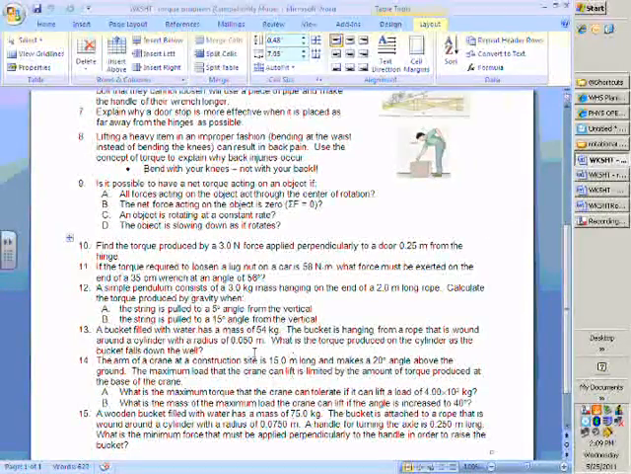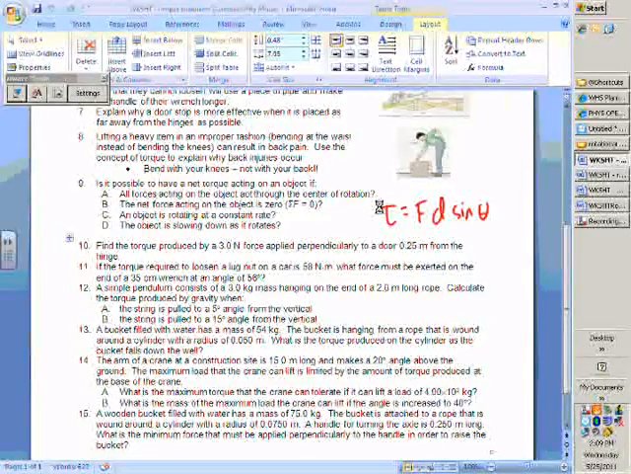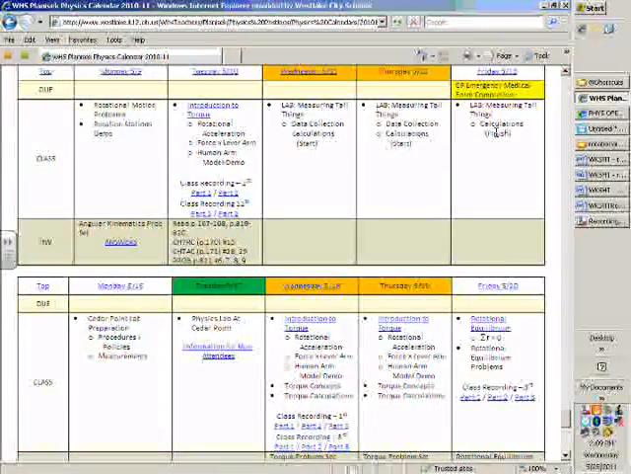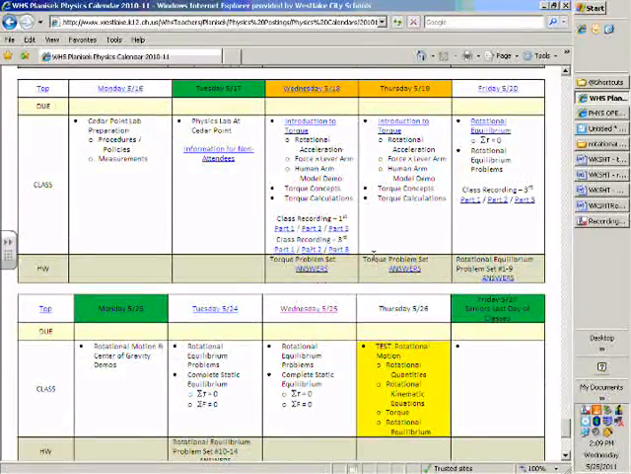So this calculation, number 14, is basically just using that torque formula, the one that looks like T is equal to F times D times sine of theta. The problems down here, 10 through 15, just basically use this formula. And the answers to that are posted on Wednesday the 18th, or Thursday the 19th, you can post there too.